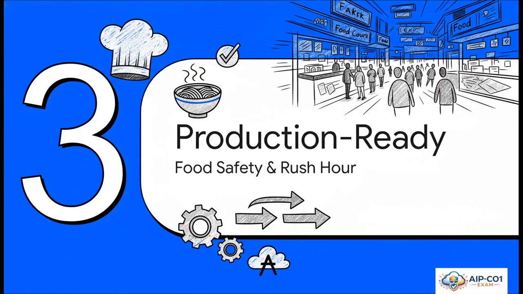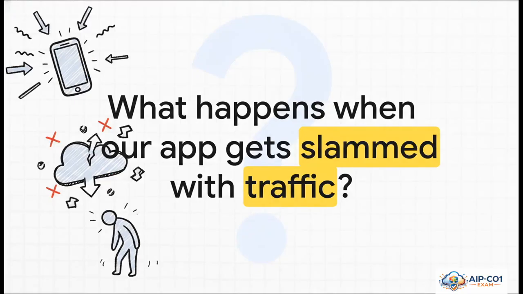So we have our model and we have our code. Now we need to get serious. We need to make this thing production ready. And in our food court analogy, this means we got to handle the lunchtime rush hour and make absolutely sure the food is safe to eat. This is a classic operational problem. Your app is a huge success, traffic spikes, and then all of a sudden, your API calls start failing. This is known as throttling, and if you don't have a plan for it, your application is going to fall over right when it's the most popular.